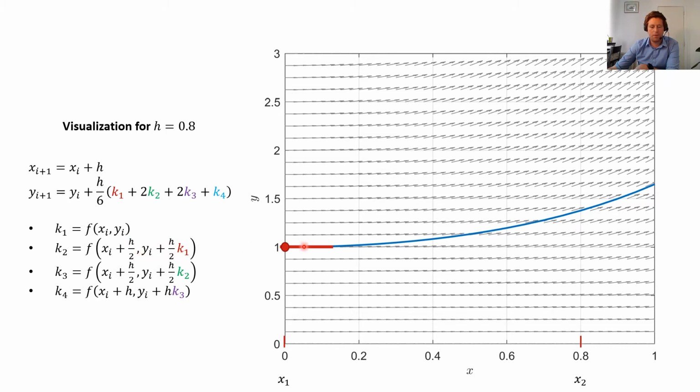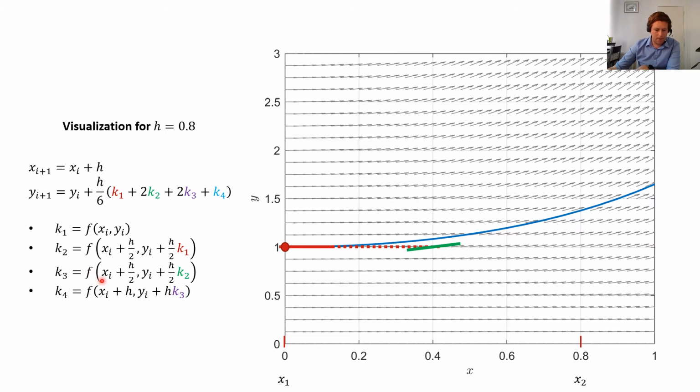So in order to do this, we draw this line a bit further. We check where this crosses x is 0.4, and this is the point where we evaluate f in order to obtain k2. So k2 will be this slope over here, as shown in green. Okay, so we have k1 and k2. Let's move on to k3.